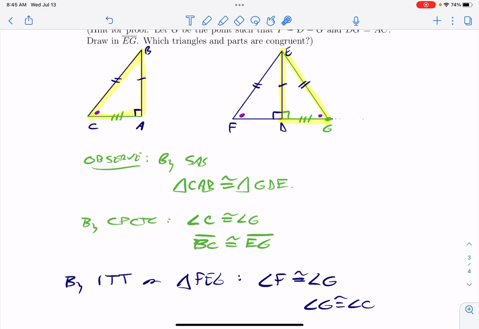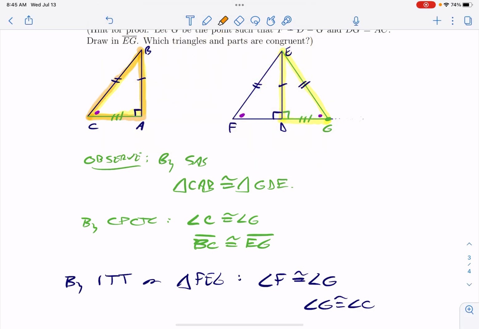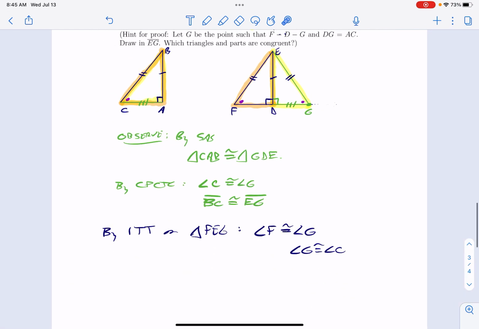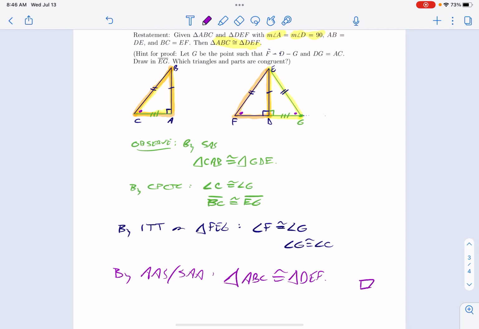Now let's look at what we have marked for these triangles on the left. I'm going to change my highlighting. This triangle here, now highlighted in orange, and this triangle here, now highlighted in orange. We'll notice that angle, angle, side, purple dot, right angle, single stroke, matches angle, angle, side. And we just showed that angle, angle, side is a legit rule. So by angle, angle, side, also known as side, angle, angle, triangle ABC is congruent to triangle DEF. And those were our original two triangles. So that's what we wanted to prove.